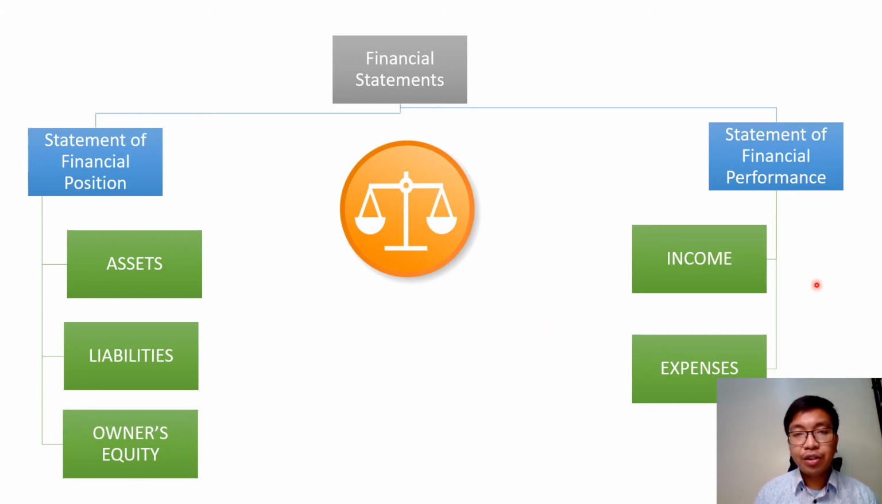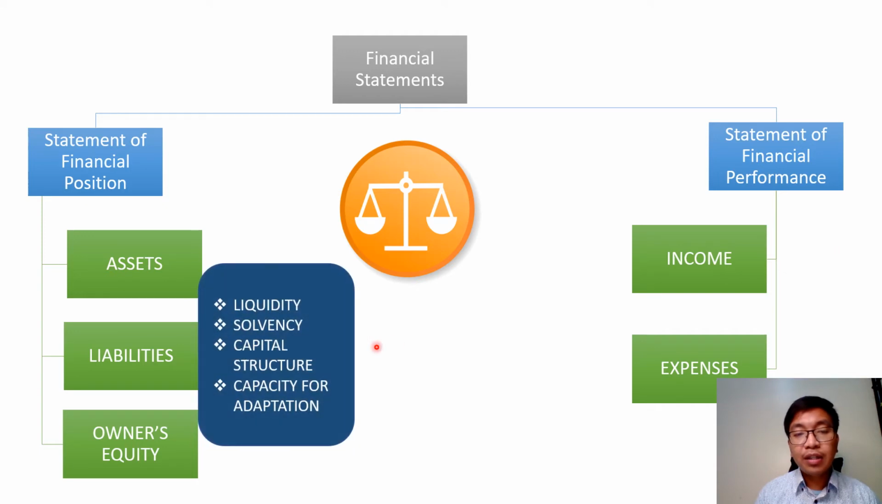Now, as users of financial statements, what can we conclude by simply looking at the financial statements? For the statement of financial position, we will be able to assess the liquidity, the solvency of the company, the capital structure, and the capacity for adaptation. First is liquidity. We know that liquidity is the ability of the company to pay its currently maturing obligations.